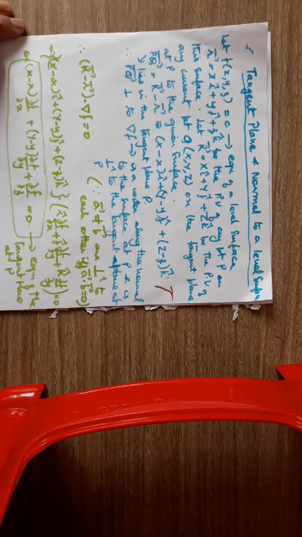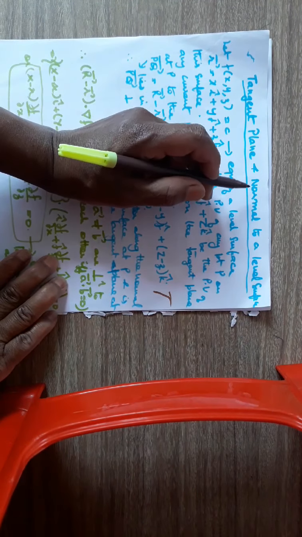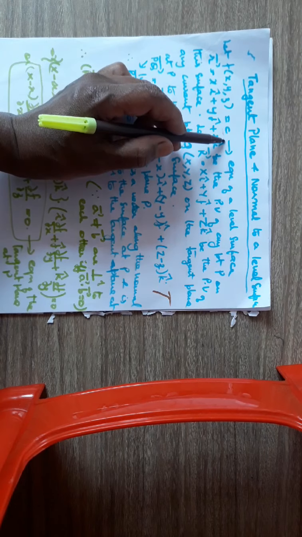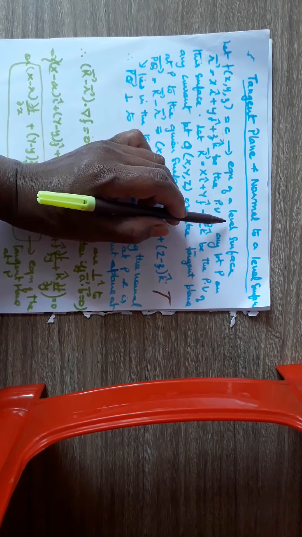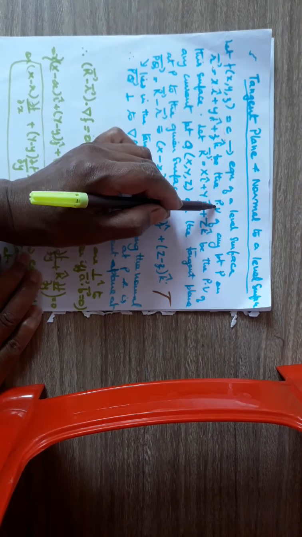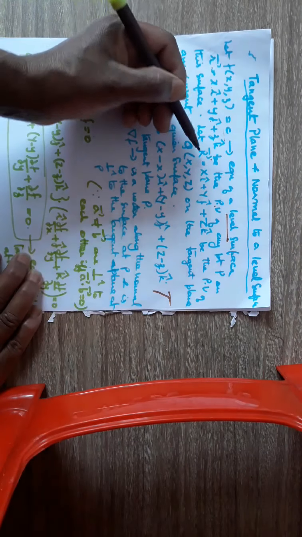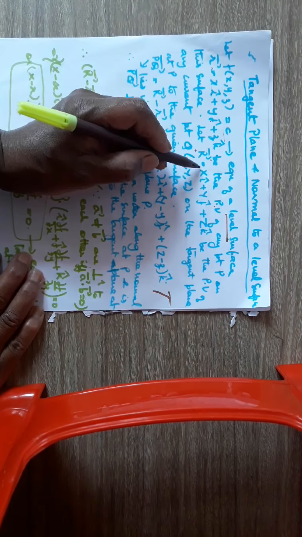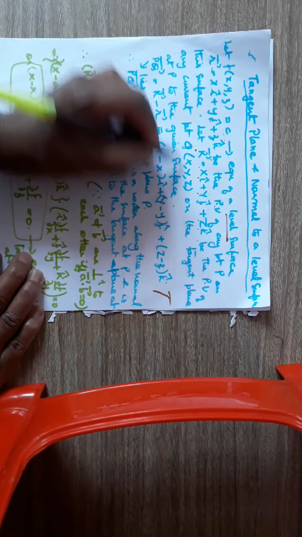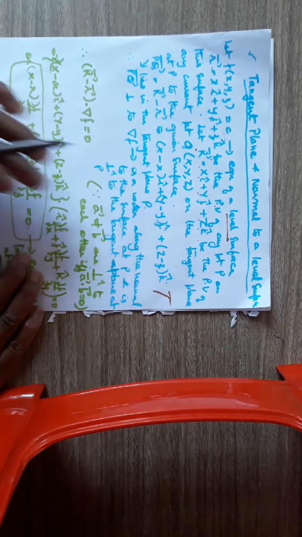Good morning, students. Today we are going to discuss the topic of tangent plane and normal to a level surface. Let f(x,y,z) = c be the equation of a level surface, and r bar = xi + yj + zk be the position vector of any point P on this level surface. And capital R bar = Xi + Yj + Zk be the position vector of any current point Q on the tangent plane at P to the given surface.